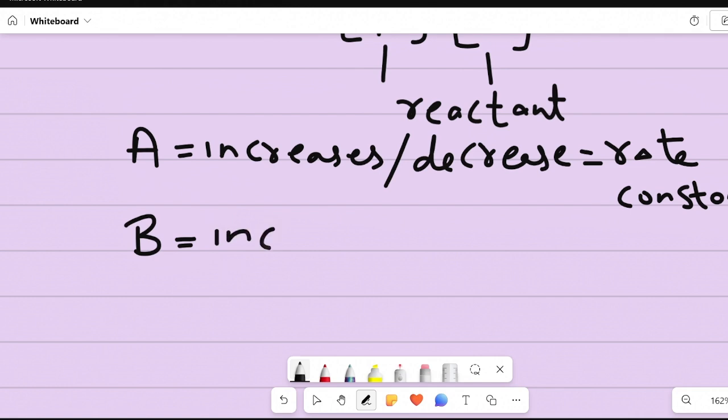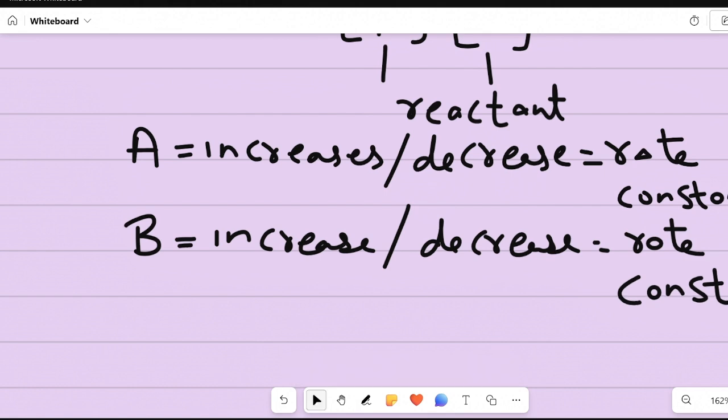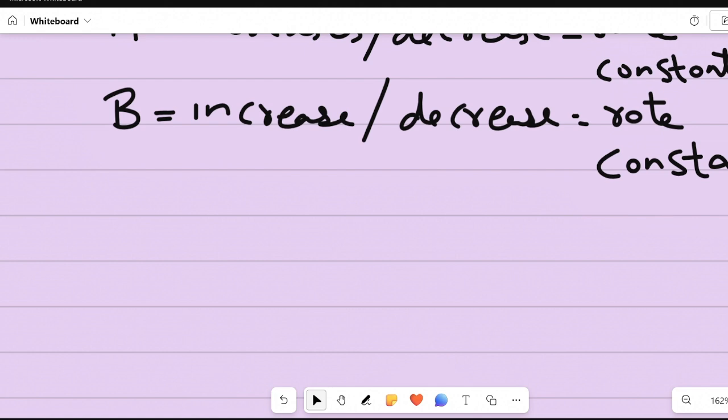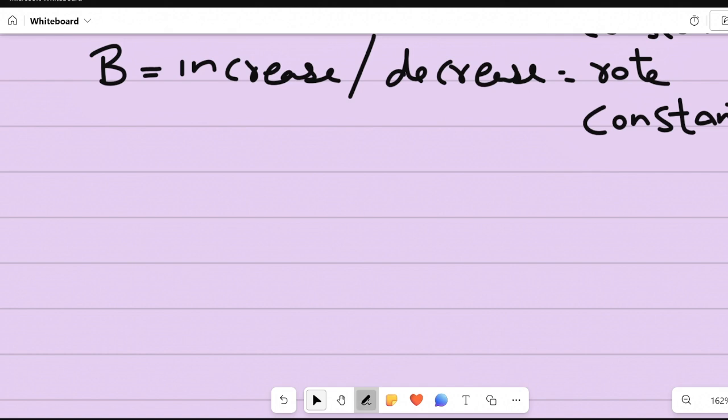Either you increase B or you decrease the quantity or concentration of B, the rate is not going to change. The speed of the reaction is not going to change. It remains constant. Let's assume that if the reaction occurs, the change in concentration is 2 mole per dm³ per second. It remains the same whether you are using a very concentrated A and B or a less concentrated solution of A and B. The speed is not going to change. The amount of product you are getting, its speed remains constant.